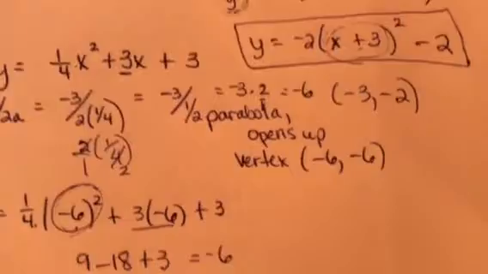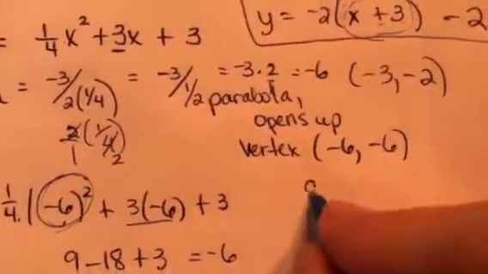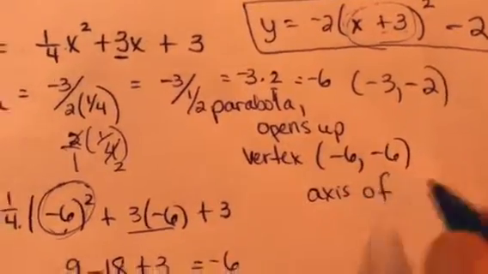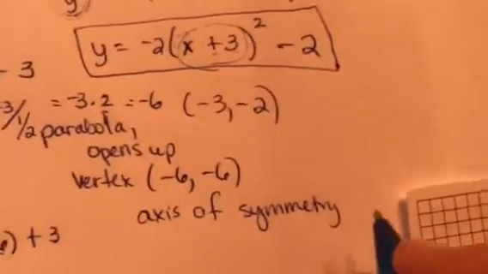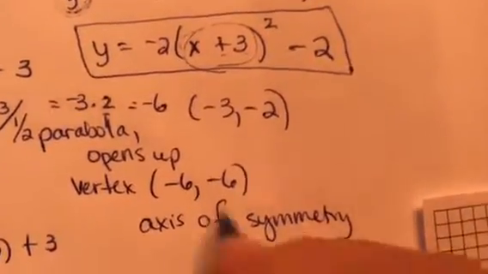My axis of symmetry, sorry, for some reason, I don't know if it's allergies or what, I've got the sniffles today. My axis of symmetry is going to be x equals negative 6.